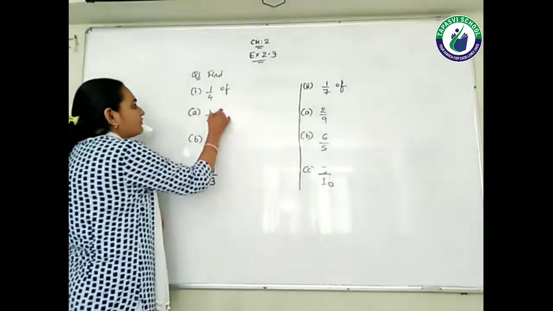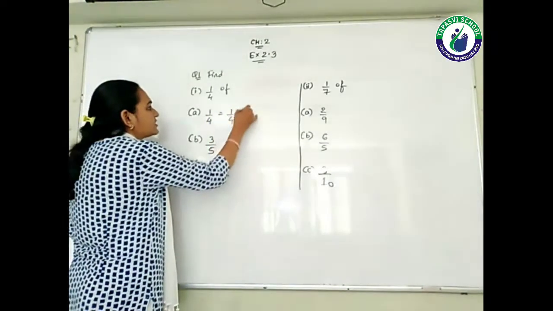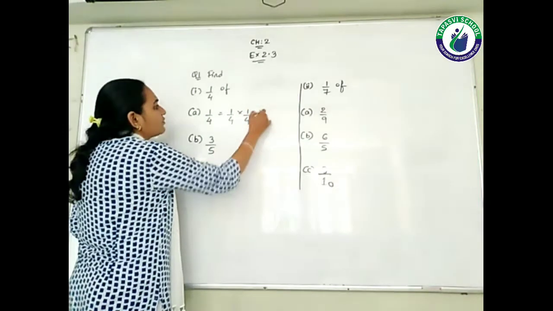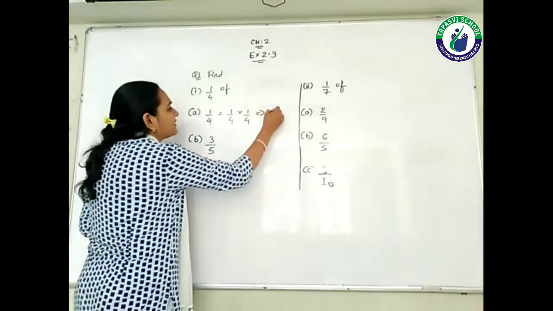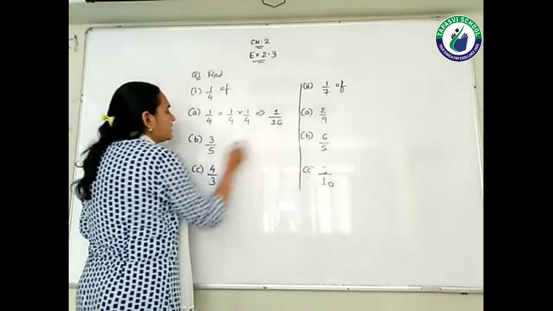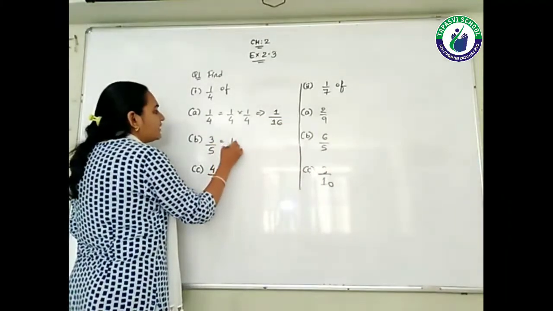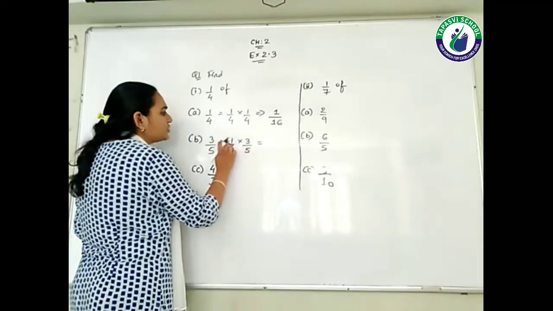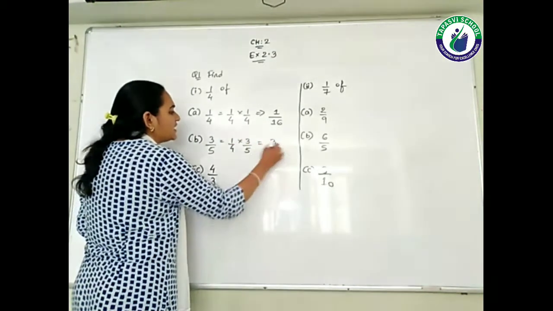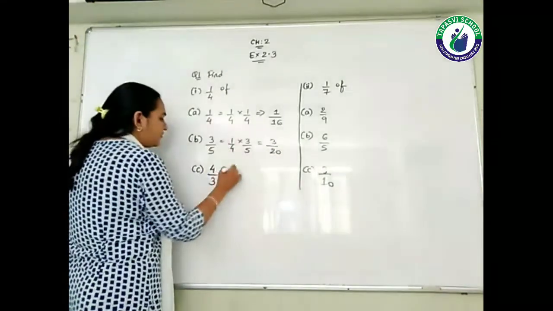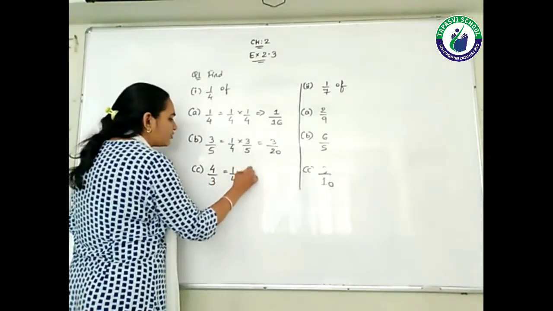So 1 by 4 of 1 by 4, students, that means we have to multiply. Of word means you have to multiply. So 1 into 1, multiply numerator with the numerator, we will get 1, and 4 into 4 we will get 16. Next one, students, 1 by 4 multiplied by 3 by 5. So numerator 3, and 4 5s are 20.